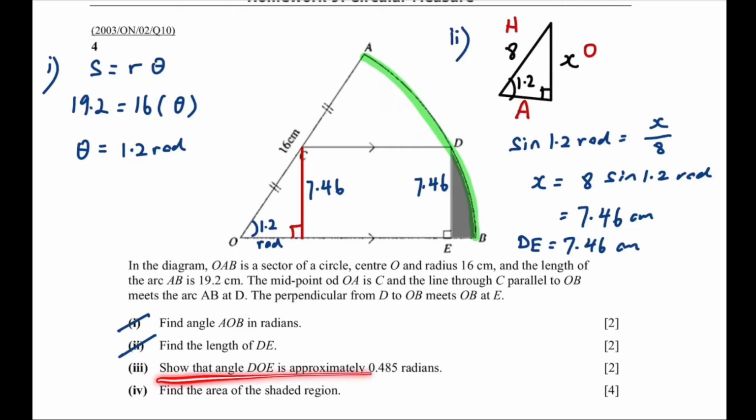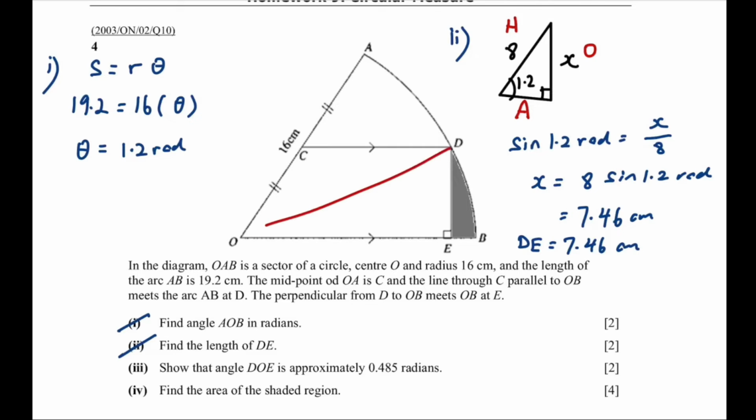Question 3. Show that angle DOE is approximately 0.8485 radian. Need to redraw. So just look at this triangle. Now it's just about DOE. Anything that you know about the lengths of this triangle? You do, right? You have just figured out the length of DE is 7.46. Do you know OE? No, you don't know the length of OE.